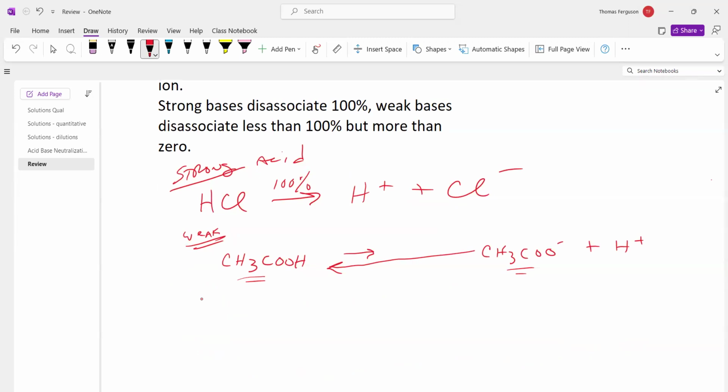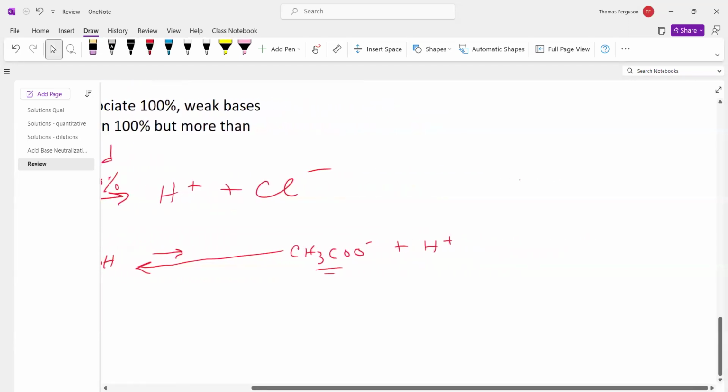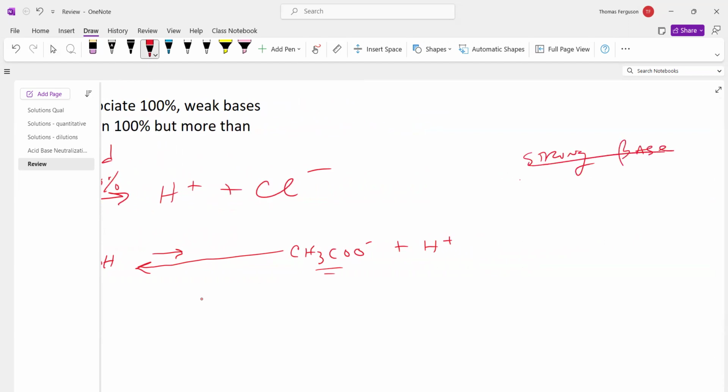Okay, so let's look at strong bases. You're going to be exposed to two strong bases, sodium hydroxide and potassium hydroxide.